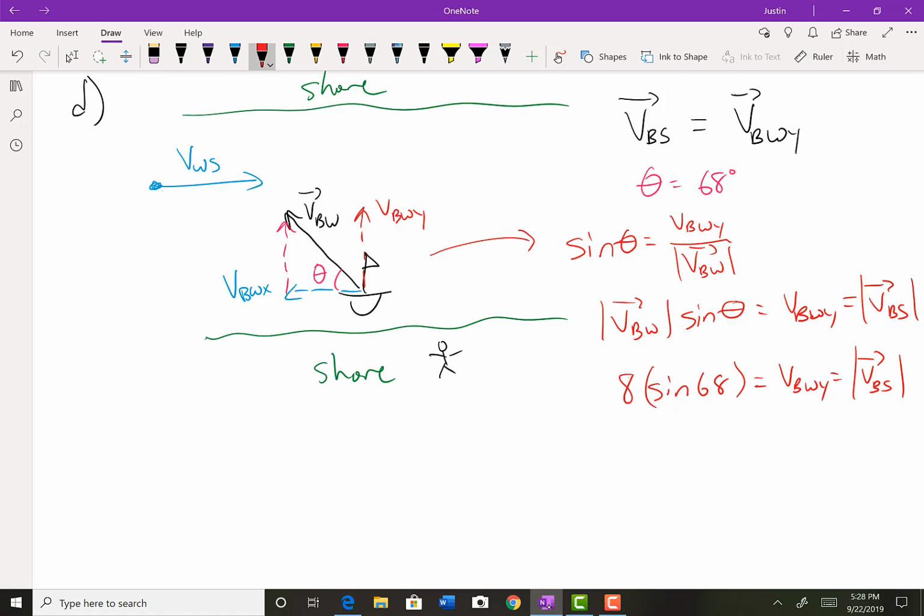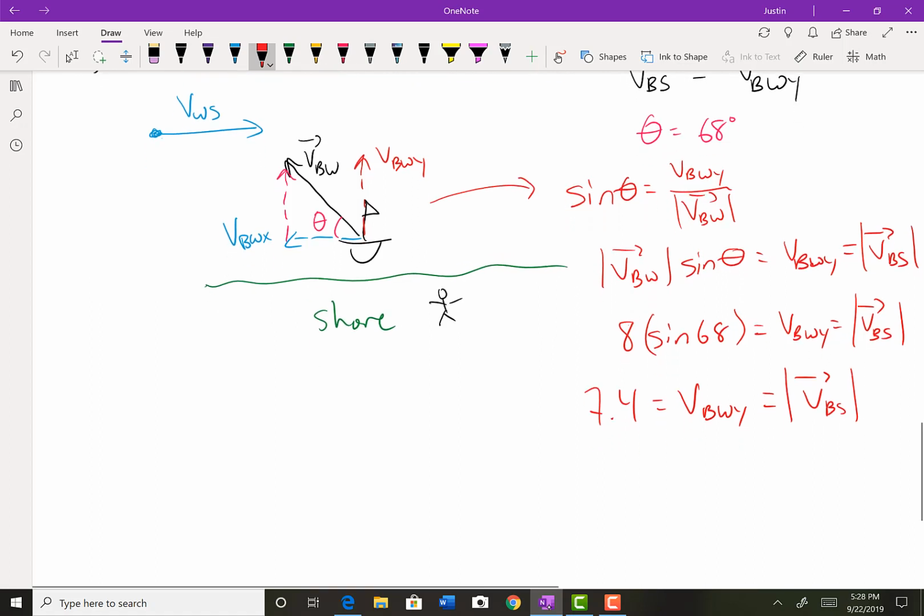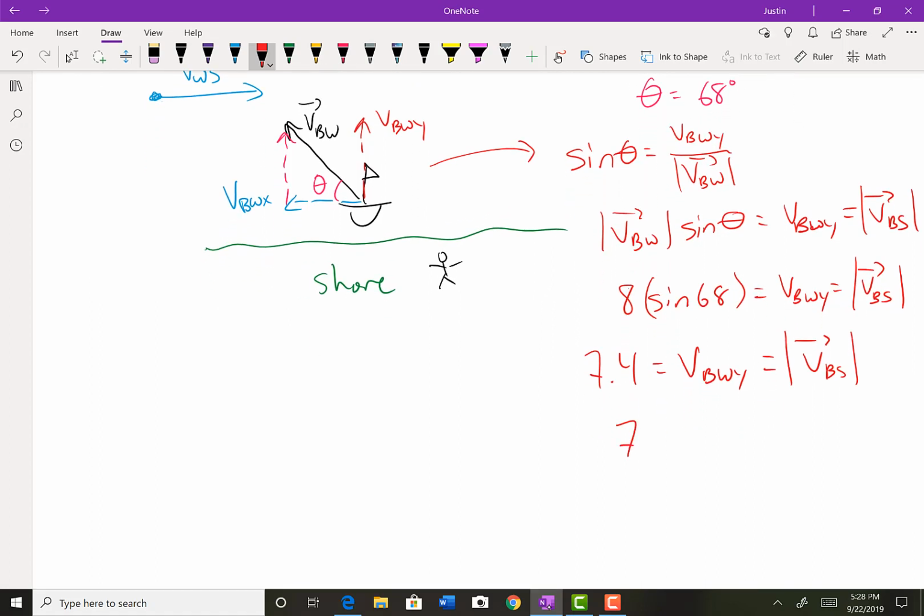Just making sure that's right. Okay, so 7.4 is my velocity of the boat with respect to y, and that's the magnitude of the velocity of the boat with respect to the shore. But just to get direction, that's going to be 7.4.